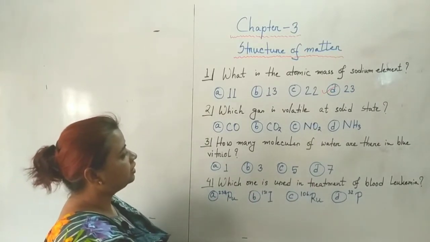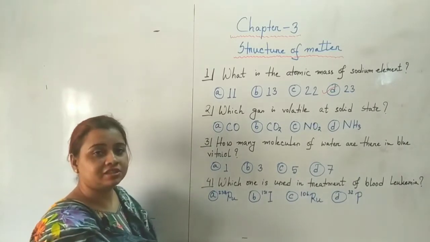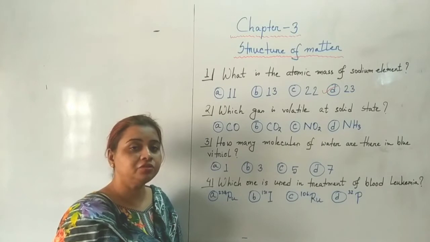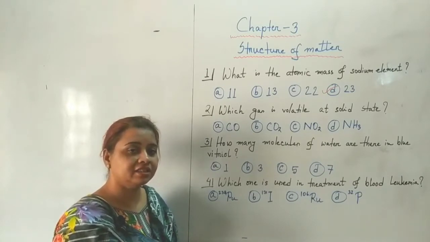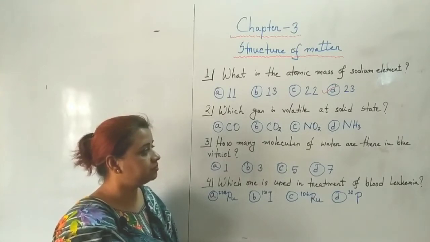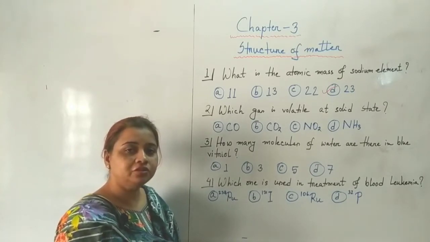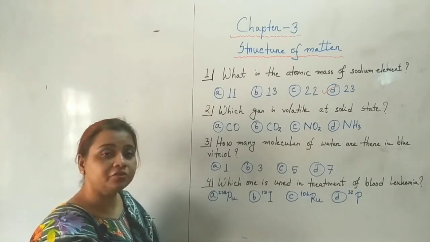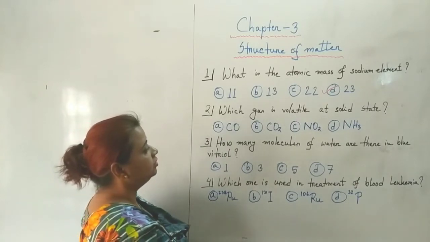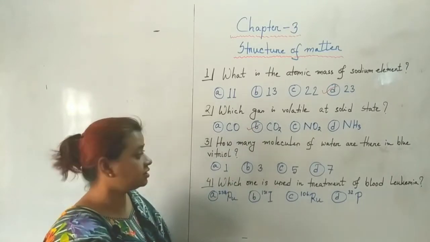Which gas is volatile at solid state? At first, you have to know what a volatile substance is. Such type of solid substance, which can be converted directly into gas by applying heat instead of being converted into liquid, is known as a volatile substance. And if we cool it down, the gas can be converted into solid again. Here, which one is volatile? Carbon dioxide is a volatile substance.